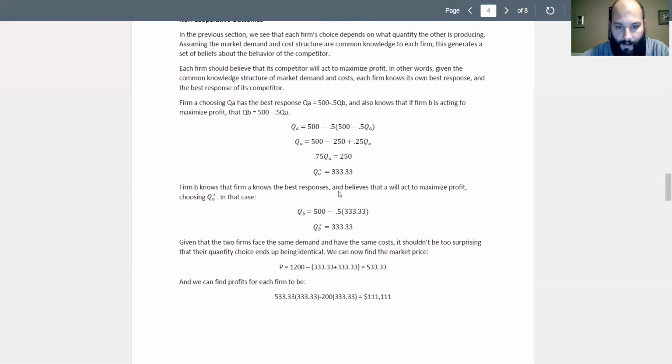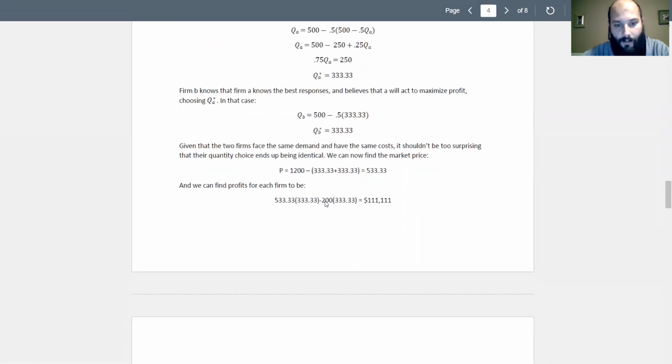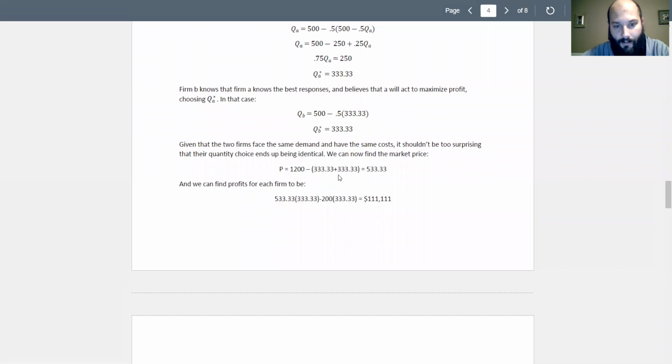All right, so we can just do a little bit of math. Half of 500, then we've got the negative times the negative, so this is positive, and then we rearrange and find our quantity. We can plug back into the best response function up here. Now that we know QA and find QB, we can find the market price. We can find profit for each firm. Price times quantity minus the total cost of producing that.